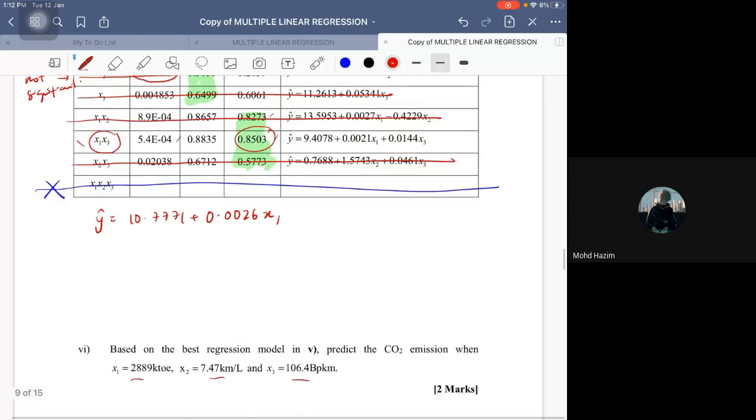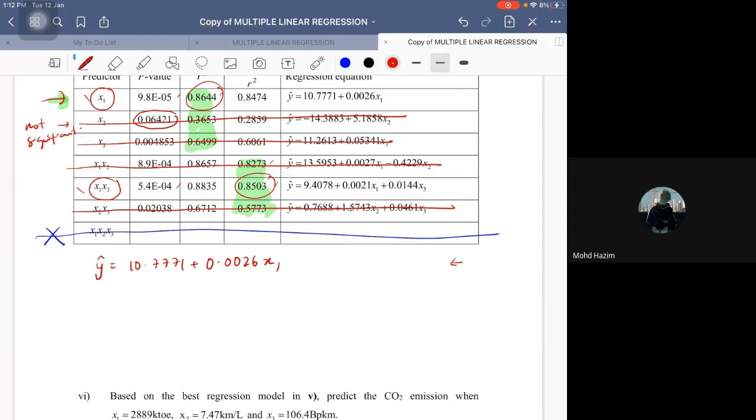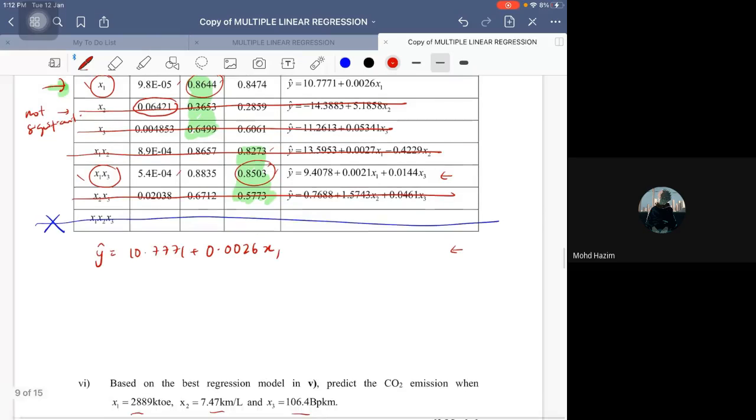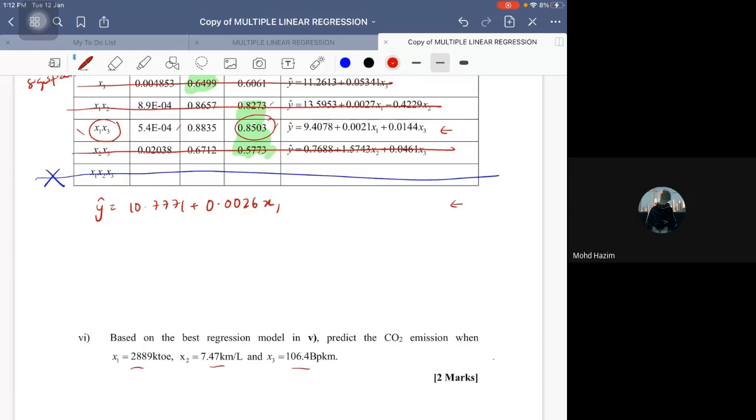For example, if in this part over here you pick this model, it means that when you answer Question 6, it's going to be followed through. I'm still going to give you 2 marks if your calculation is correct, because I already penalized you here, so don't worry about that. Okay, for this case, I'm going to use this particular model over here.